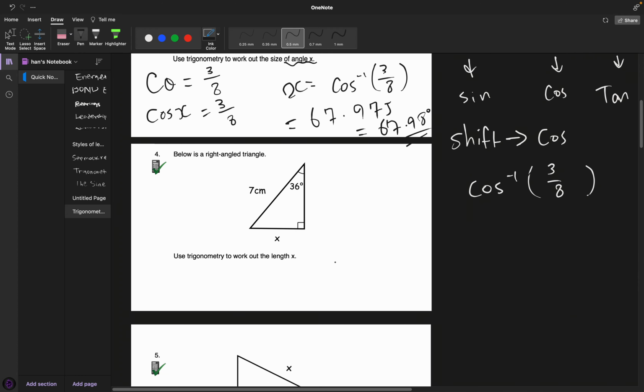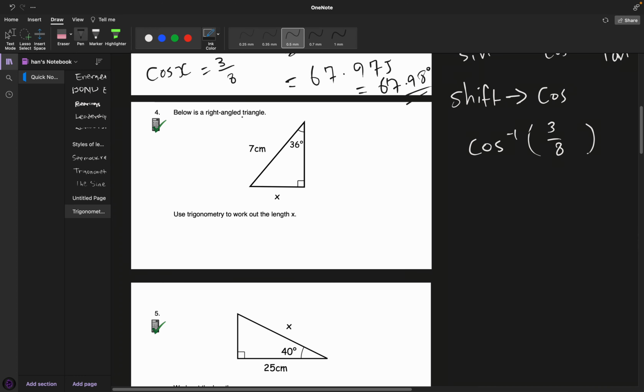Okay, let's look at one more question. Below is a right angle triangle, so we instantly know it's trigonometry again. And it even conveniently tells us that it's trigonometry.